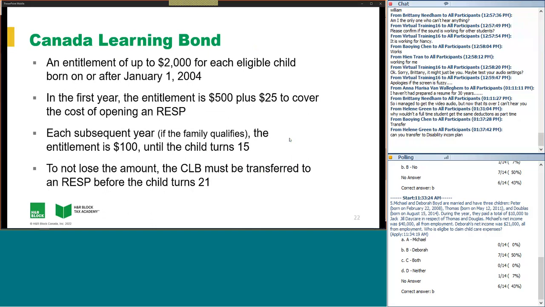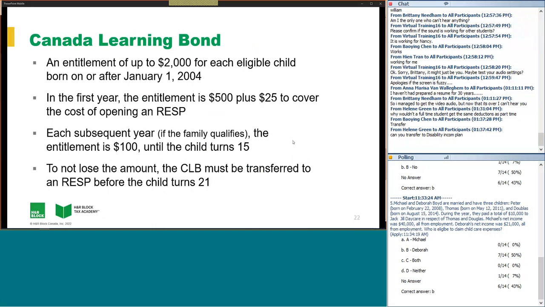Now, if you get a Canada Learning Bond, you actually have to use it for the RESP. You can't take the money and spend it on something else, because that would not be what it's for. So if you take the Canada Learning Bond, you must purchase an RESP for that amount of money by the time the child turns 21. Again, lots more details in the book. I'm not going to spend a lot of time on it.